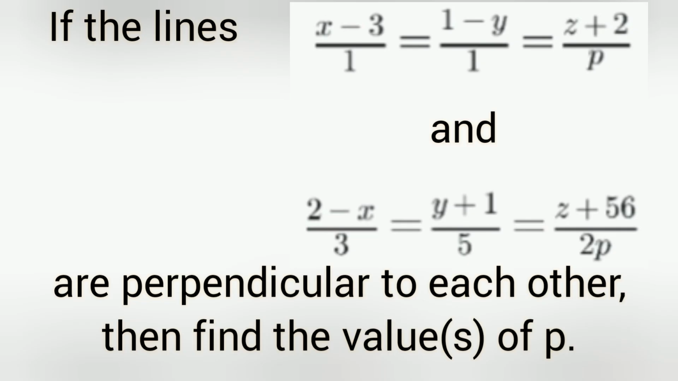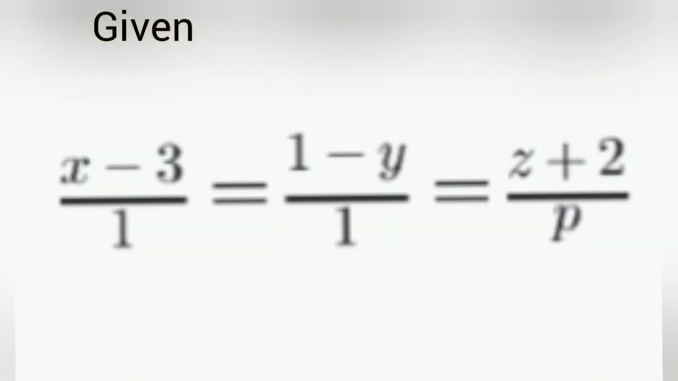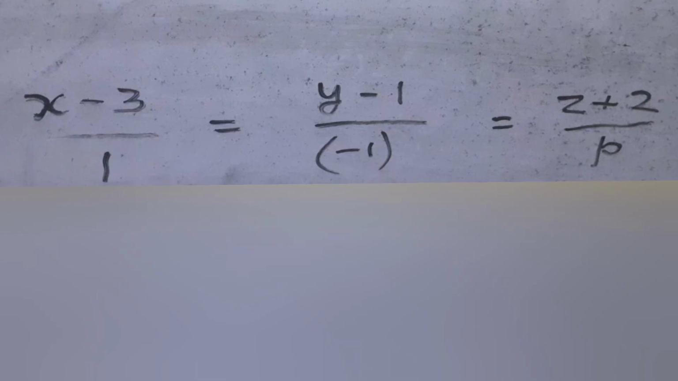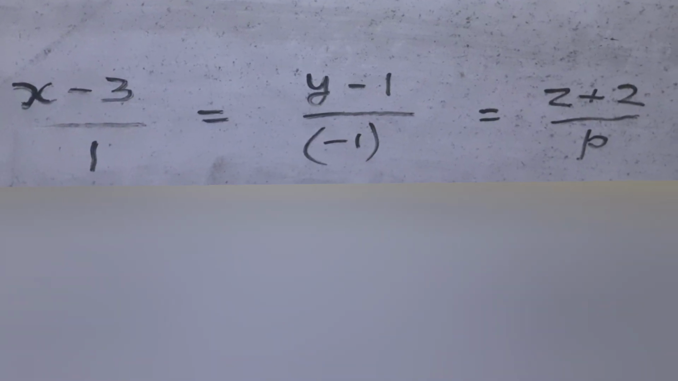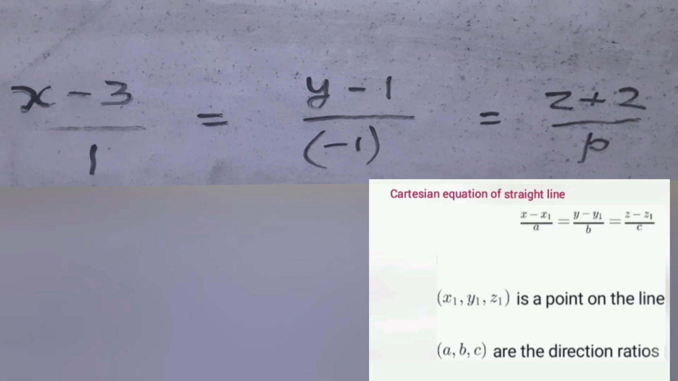The first step is to convert the equations into the proper symmetric form. In the first equation, the second term should be rewritten. So we multiply the numerator and denominator with -1 to get (y minus 1) by -1. Therefore, the direction ratios of the first line are 1 : -1 : p.